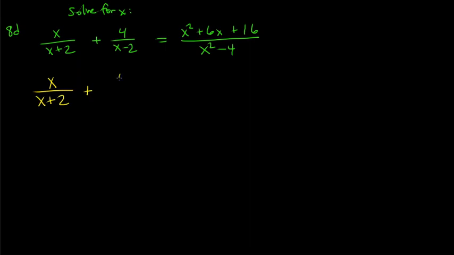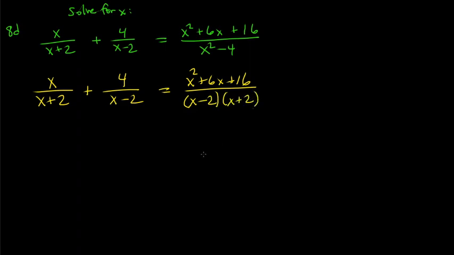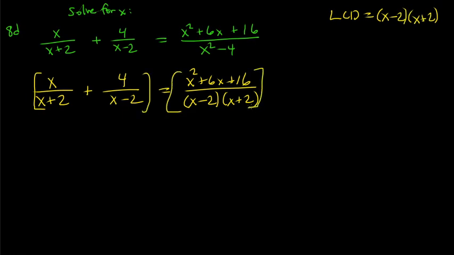x over x plus 2 plus 4 over x minus 2 equals x squared plus 6x plus 16. You could try to factor this, but I don't think it's going to work. It's the denominator you have to factor, and in fact that's just the difference of squares, right? So x minus 2 times x plus 2. So our LCD is just x minus 2 times x plus 2, and that's what we're going to multiply both sides by, but only in the numerators, right?